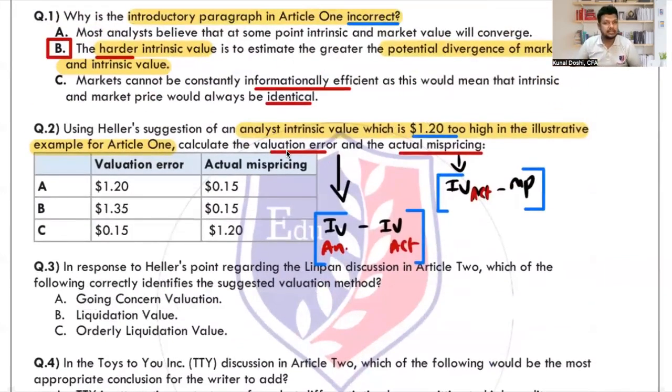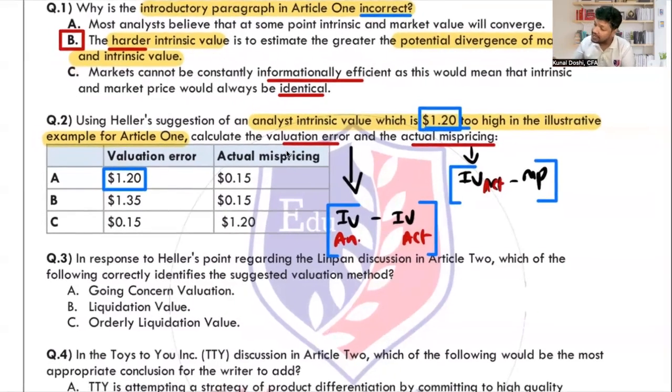So yes, can someone tell me what is going to be my valuation error? Valuation error is the difference between both, isn't it? Everyone, the difference between what the analyst assumes and what the actual is, which is what they've already given me. So can I say my valuation error is 1.2, correct? Now, if the valuation error is 1.2, that means the actual intrinsic value is, they are saying, 1.2 higher than what the analyst has given.